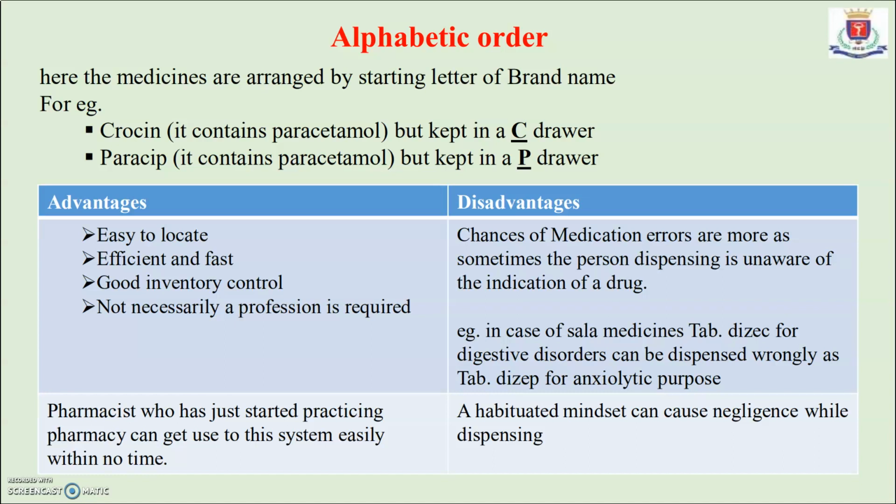Advantages: easy to locate, efficient and fast, good inventory control, and a professional is not necessarily required. What are the disadvantages? Chances of medication error are more, as sometimes the person dispensing is unaware of the indication of the drug. Means he may not know what the use of the drug is, but he can remove the drug from the shelf and dispense.